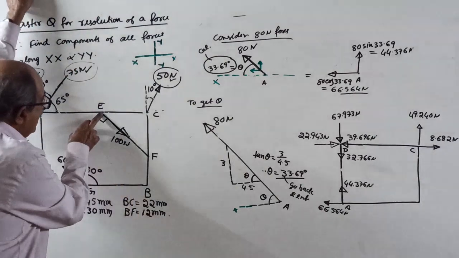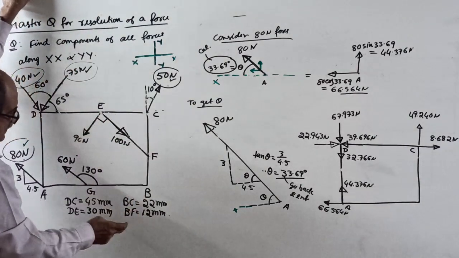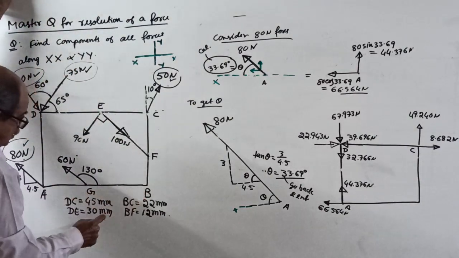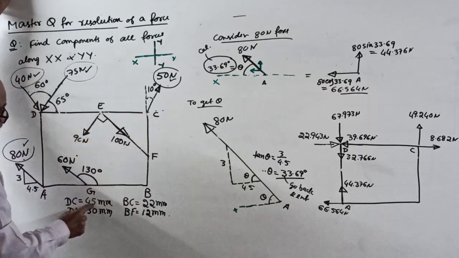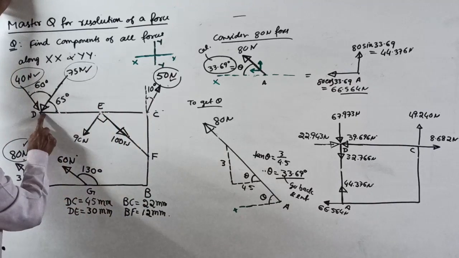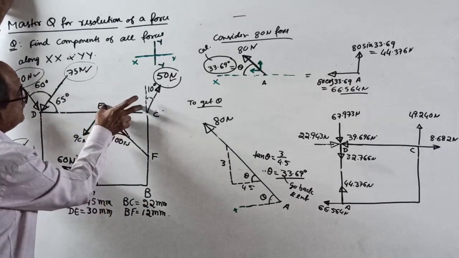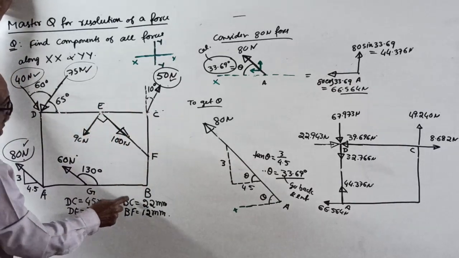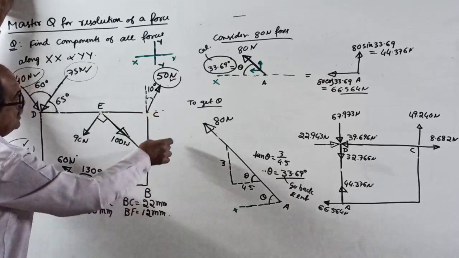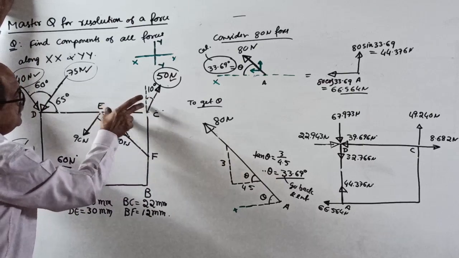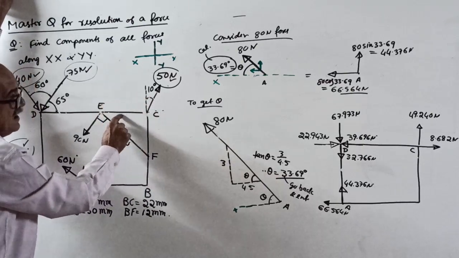But for the 100 Newton force, see, they told AB equal to, DC equal to 45. And then they told DE equal to 30. So you can get this distance. And also they told BC equal to 22. BF equal to 12. You can get this distance. So using these two distances, you can find this angle.